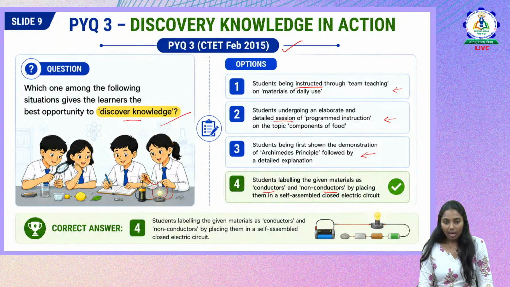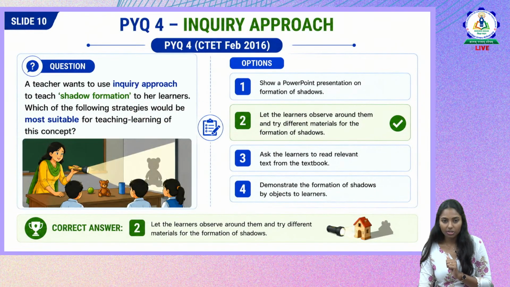So all these are part of heuristic method. The science process skills were developed here. So they were discovering the knowledge by themselves. So the fourth option is the right option we have. So let us proceed to the next question in our hand.